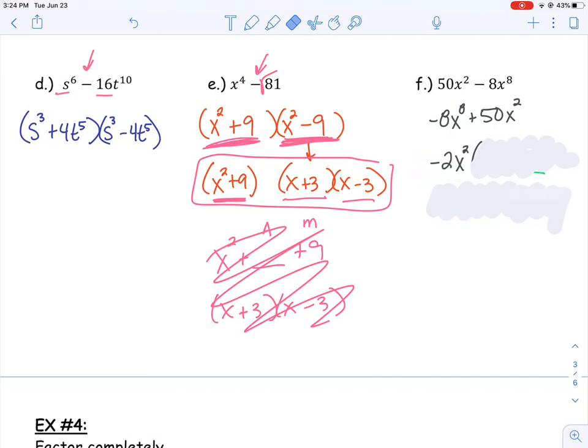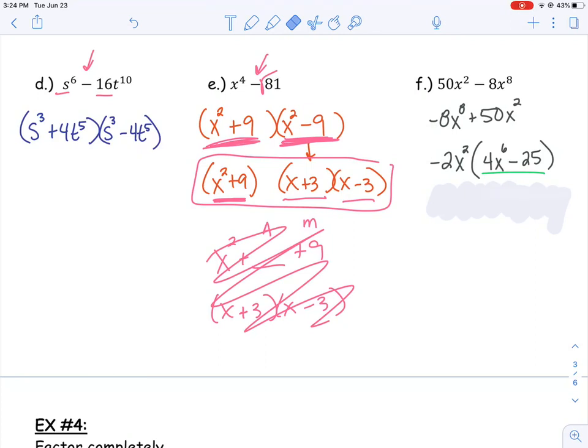Hopefully you looked for a GCF. And if that leading coefficient is negative, you GCF'd out a negative 2. I took out a negative 2 and an x squared. You should always, always, always make sure you're following those steps. Put it in order and take out a GCF before you do anything else. When I took out that negative 2x squared, I had a 4x to the 6 minus 25 left over. My leftovers had two terms, and I want to try to see if I can factor even more.